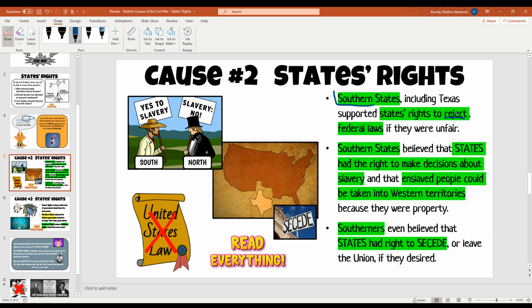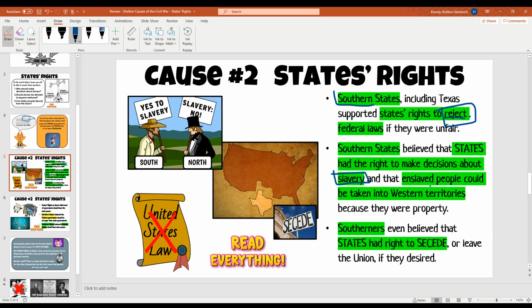So the southern states believed that the states had the right to reject federal laws if they didn't agree with them or if they thought they were unfair. So that means that the southern states believed that the states had the right to make decisions about slavery. This was a huge thing for the South. They did not want the U.S. government to make decisions about slavery because they mostly thought that the U.S. government would make the wrong decision about slavery.